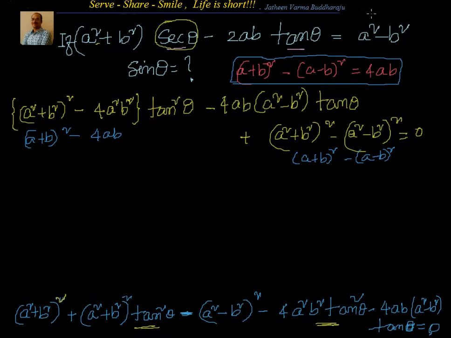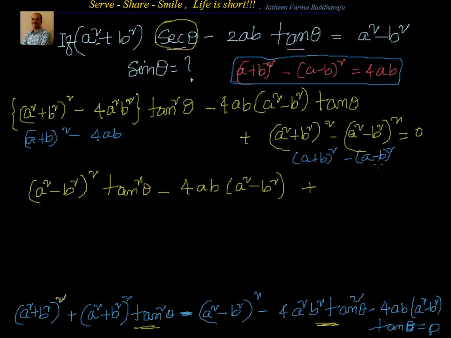So my next step will be (a plus b) whole square minus 4ab is, I know, (a minus b) whole square, and a is a square here, b is b square. So I'll have (a square minus b square) whole square tan square theta minus, I can't do anything with the tan theta term, so I'll leave it as it is, 4ab into (a square minus b square). And look at the next term, (a plus b) whole square minus (a minus b) whole square is 4ab, where a is a square and b is b square. This is equal to 0. Now this is the equation which we are interested in.